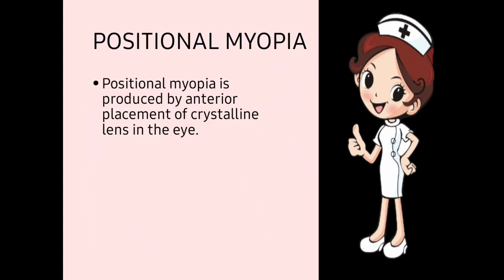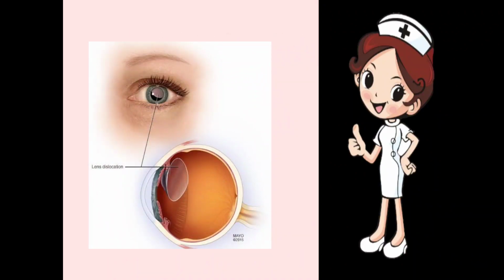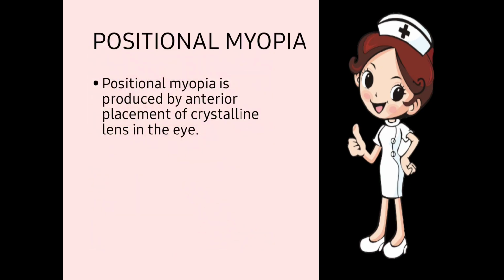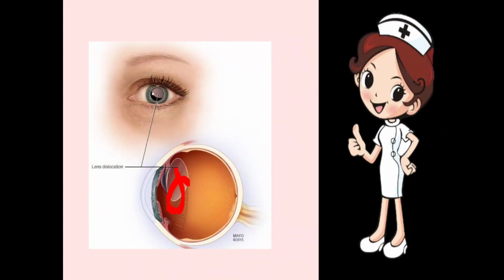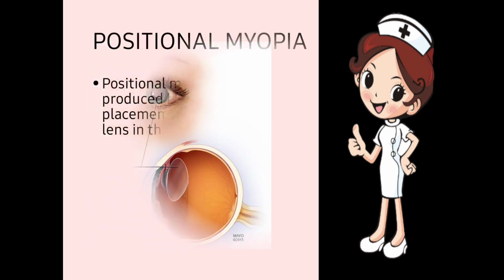Next one, positional myopia. Positional myopia is produced by anterior placement of the crystalline lens in the eye. Sometimes the crystalline lens gets dislocated inside the eye. This one is the dislocation of the lens. As we have seen, the proper location of the lens is here, but the lens becomes dislocated. Due to the dislocation, there is a displacement of the crystalline lens, which leads to positional myopia.